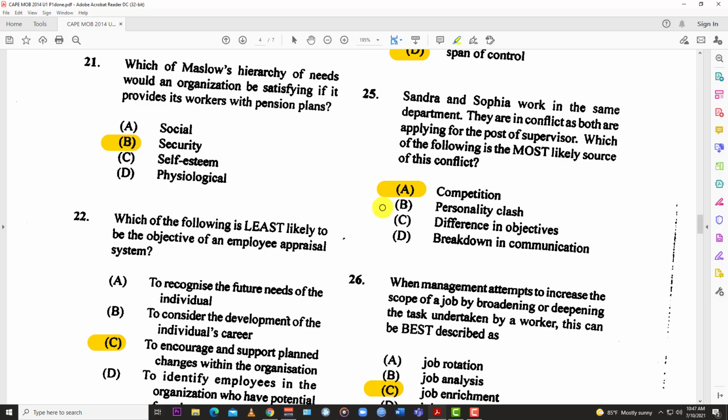Difference in objectives, we don't see it here. They are vying for the same job, so their objective is to get that job, and so it's not different at all in terms of what they want to achieve. So it's competition again. Breakdown in communication, that's not in the question. Nobody said anything about communication. They want the same work, and so the beefing.